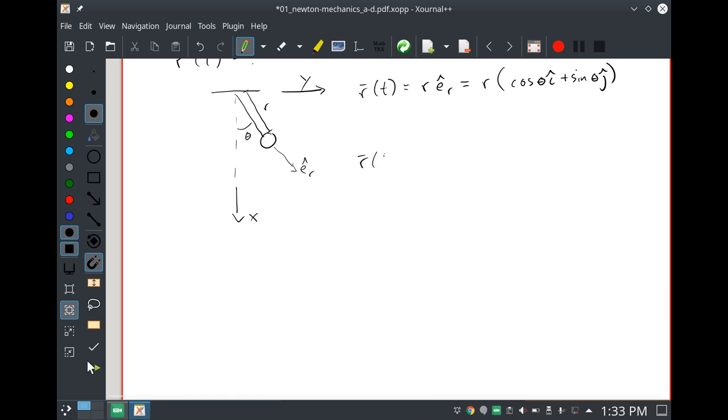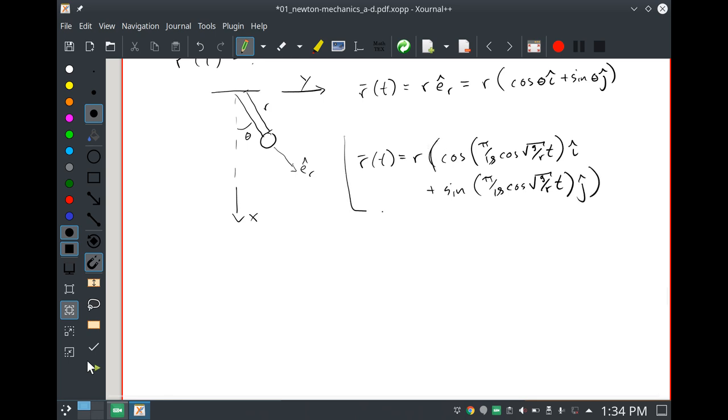So my r of t is equal to that distance r times cosine of pi over 18 cosine root g over r times t in that i direction, plus sine of pi over 18 cosine root g over r times t in that j direction. And this is my final solution for step 3, the actual position as a function of time.